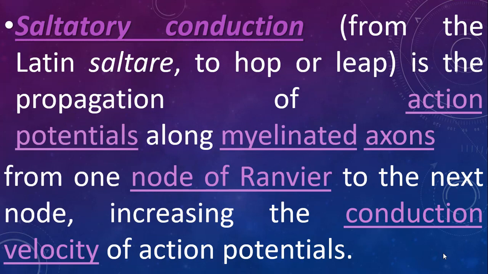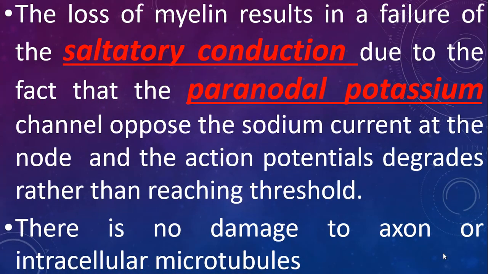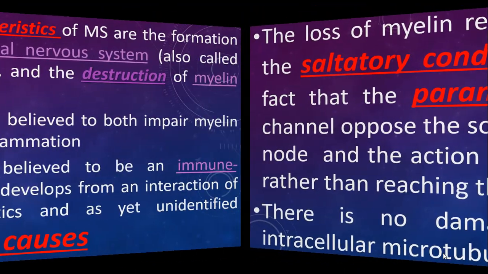Saltatory conduction, from Latin saltare, to hop or leap, is the propagation of action potentials along the myelinated axon from one node of Ranvier to the next node, increasing the conduction velocity of action potentials. The loss of the myelin results in a failure of saltatory conduction due to the fact that the paranodal potassium channel opposes the sodium current at the node, and the action potential degrades rather than reaching threshold. There is no damage to axon or intracellular microtubules.